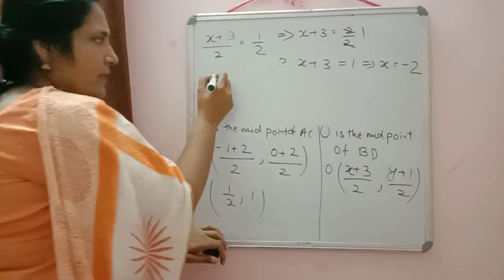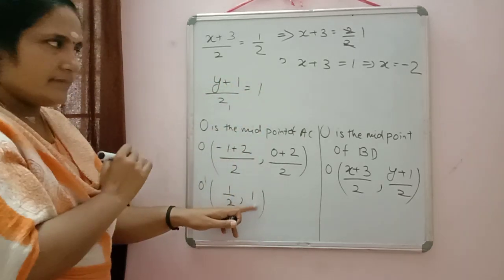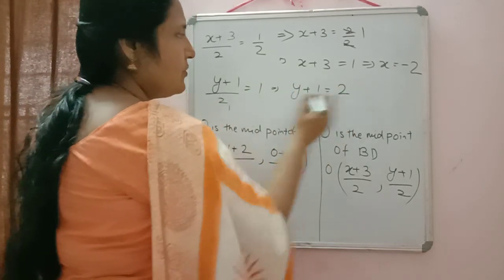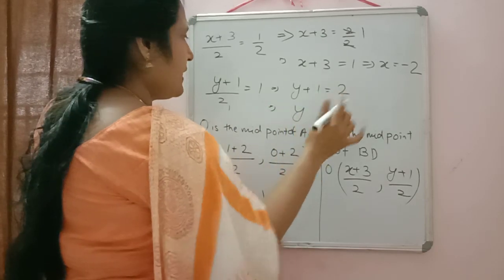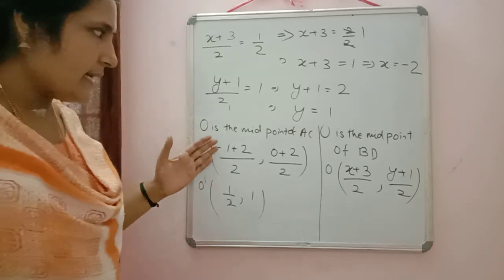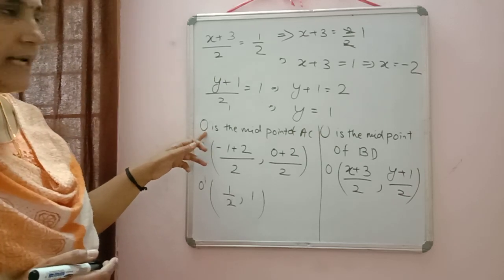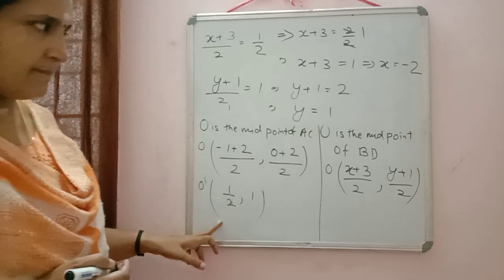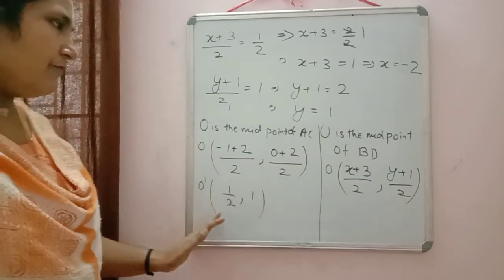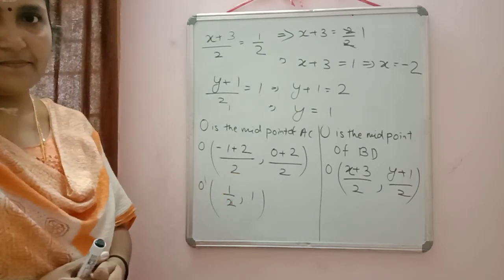Similarly, we will equate the y coordinate. (y plus 1) by 2 is equal to 1. So y plus 1 will be equal to 1 into 2, 2. So y is equal to 2 minus 1, which is 1. Clear? First we wrote the x coordinate and y coordinate of O by taking O as the midpoint of AC. After that again we used the concept O is the midpoint of BD, and then we equated the corresponding x coordinate and y coordinate. Clear?